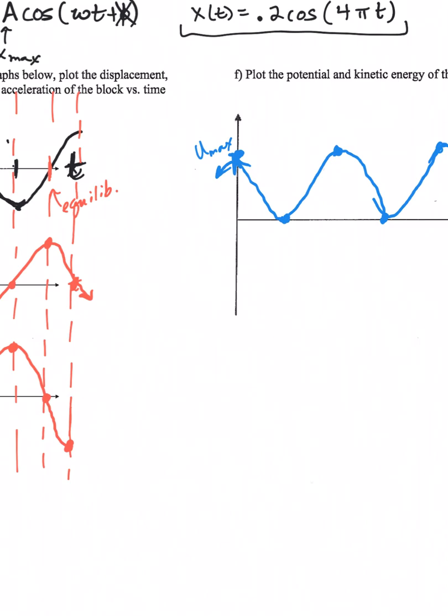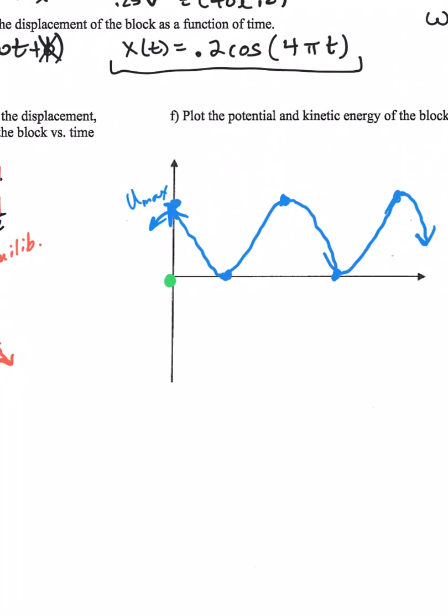So if U is positive, I'm going to do K in green. If U starts at a max, where does K start? 0. And then goes to where? Max, back to 0, back to a max, back to 0. So look what's happening here. So this is kinetic, and the blue is potential.